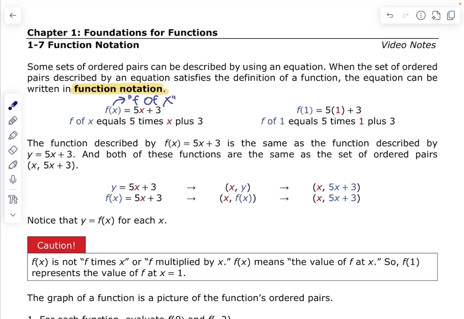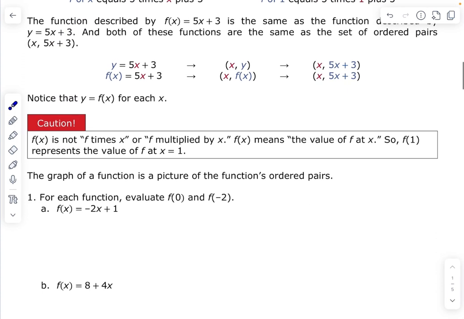Function notation is super duper helpful because it makes it more clear what values we're plugging in for x. So for example, if we have f of x equals 5x plus 3, and instead we have f of 1, that tells us that wherever there's an x, we're going to plug in 1. So we're going to have 5 times 1 plus 3 for our equation. Okay, that's all that this says. So we're going to skip that for now.